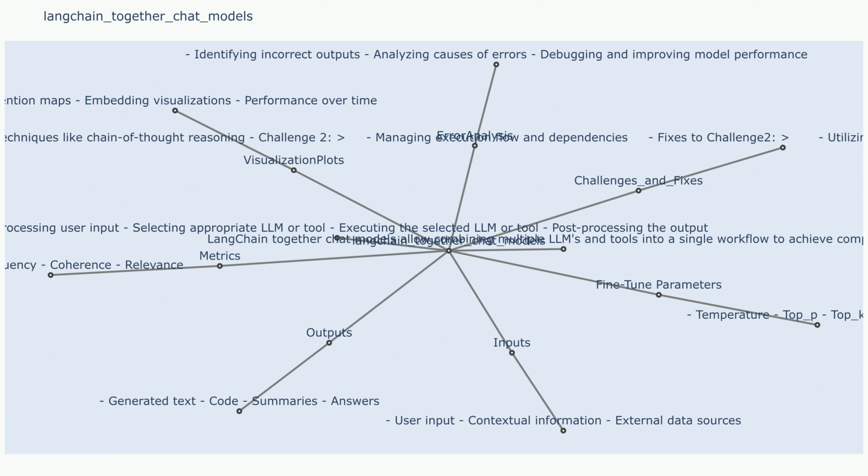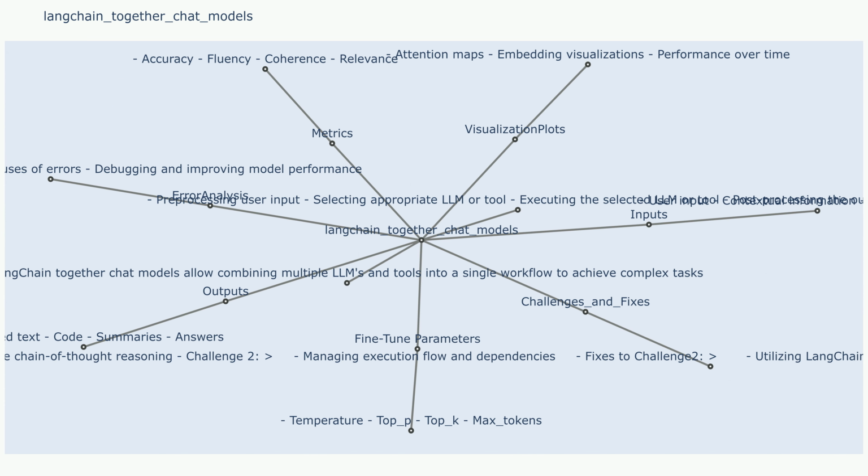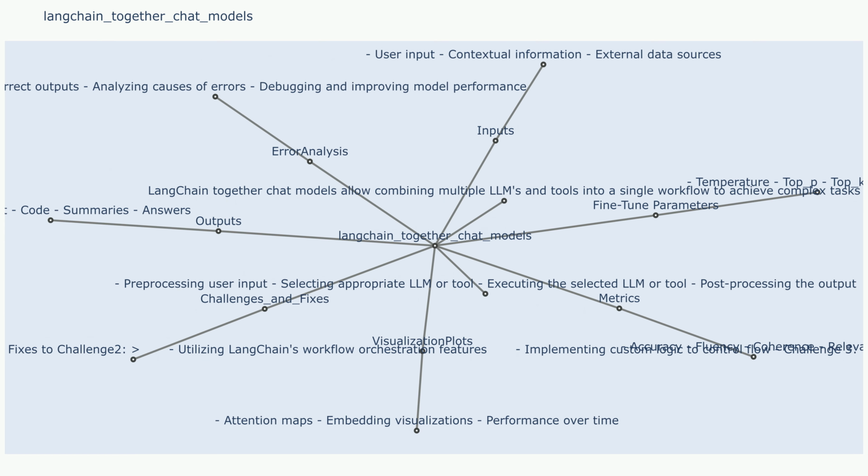Uncertainty methods. Uncertainty method 1: confidence scores, some chat models can provide confidence scores for their generated responses, allowing users to gauge the reliability of the information provided. Uncertainty method 2: model ensemble, using multiple models for the same task and combining their outputs can reduce uncertainty and improve response quality. Challenges and fixes.